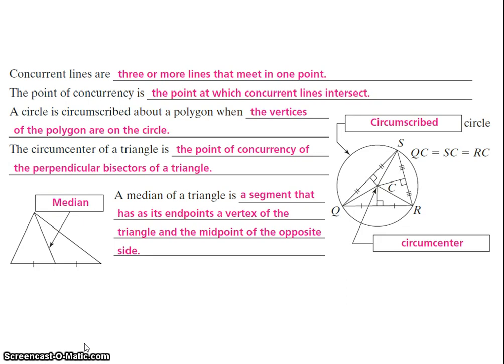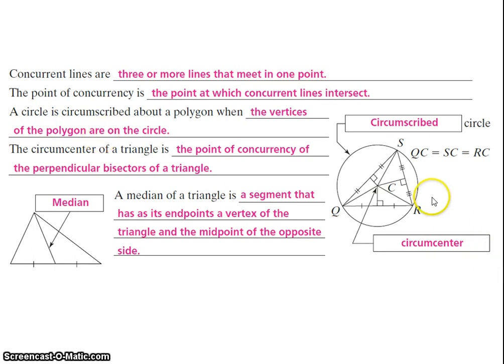Concurrent lines are 3 or more lines that meet at one point. The point of concurrency is the point at which the concurrent lines intersect. So this point right here is the point of concurrency. They meet together. A circle is circumscribed about a polygon, that means around a polygon, when the vertices of the polygon are on the circle.